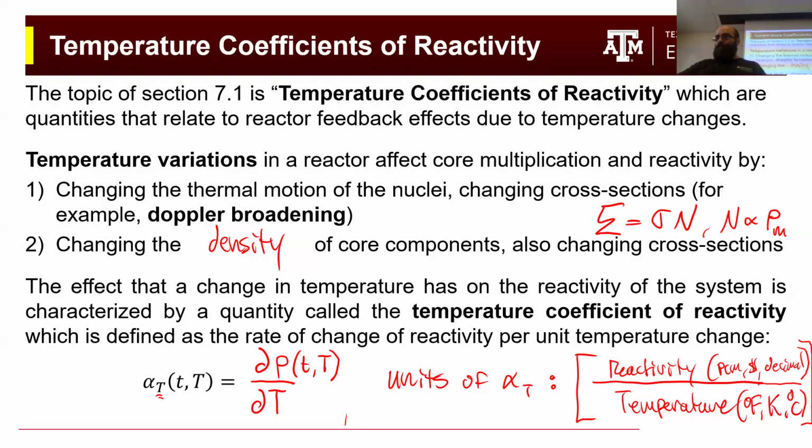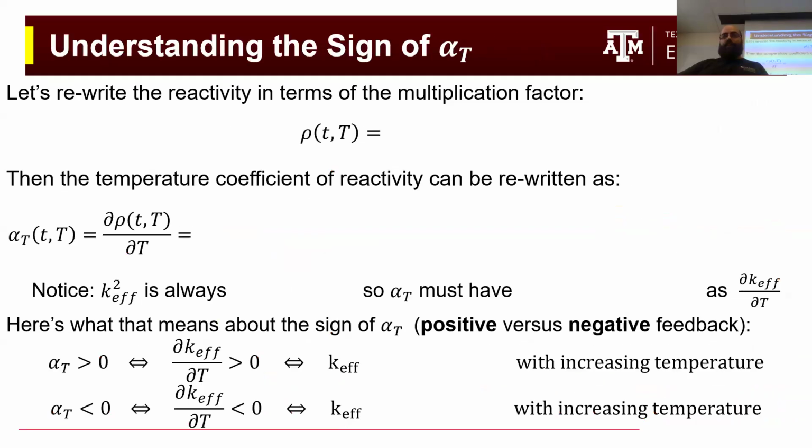So with this definition, we can actually rewrite the definition in terms of K effective. So how do I write the reactivity in terms of K effective? Perfect. Yeah, so if reactivity is a function of time and temperature, K effective could be a function of time and temperature too. So I'll say K effective of little t and big T, time and temperature, over K effective of time and temperature.